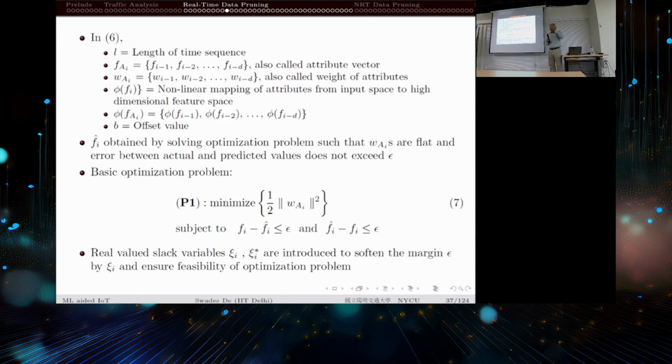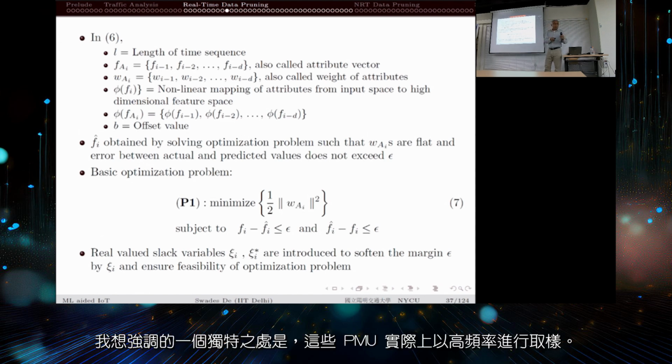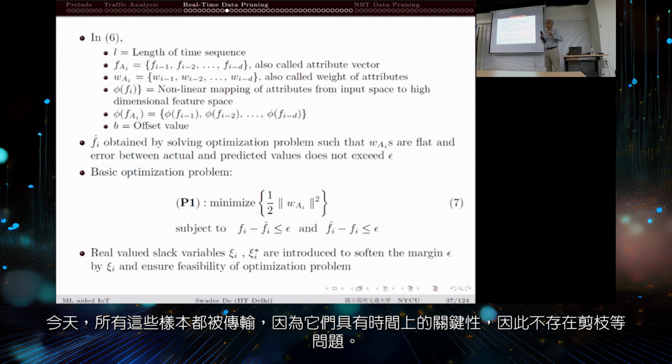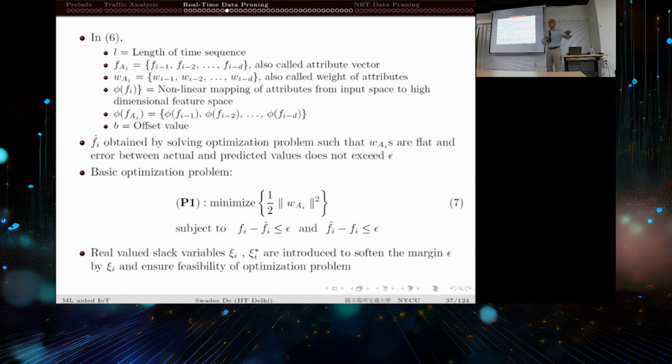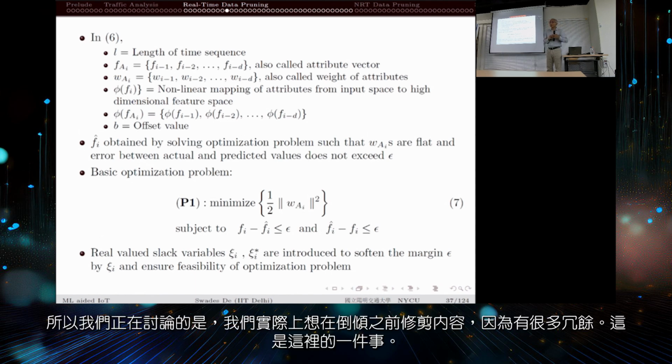So what we are doing is, at the source end, one unique thing that I wanted to emphasize here is that this PMU is sampling at a high rate, and in today's systems all the samples are being transmitted because they are time critical, they are health critical. There is no question of pruning, etc. So what we are talking about is that we want to prune the content before actually dumping, because there is a lot of redundancy. Okay, that is one thing.